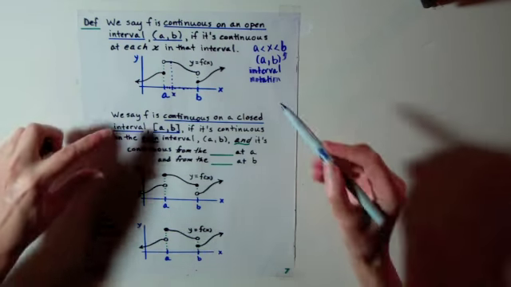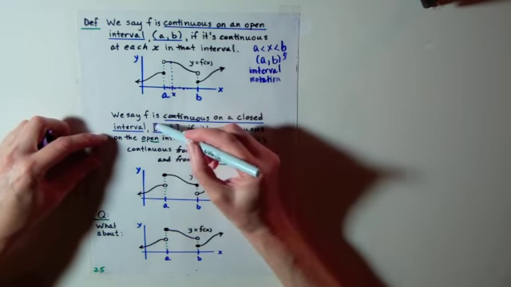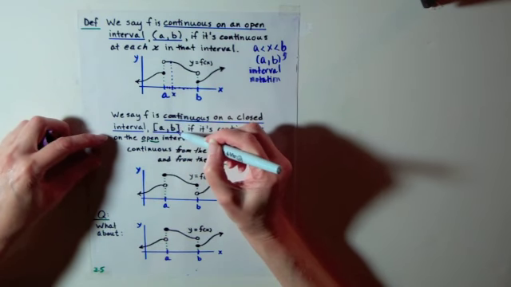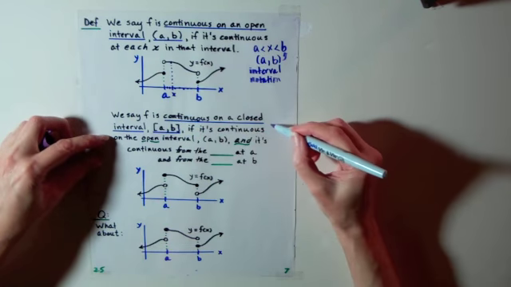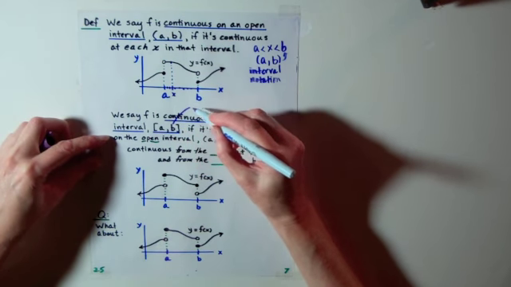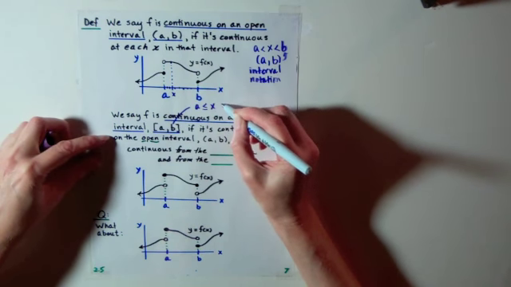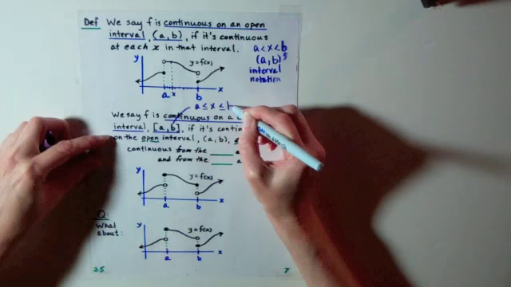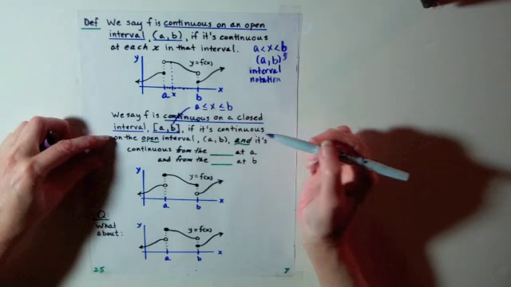We say that f is continuous on a closed interval, and you notice here I've used the square brackets, which means that I'm going to be including the endpoints. This is the interval notation for the interval of values a is less than or equal to x is less than or equal to b, where we're including the endpoints.